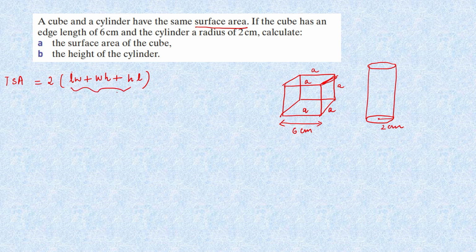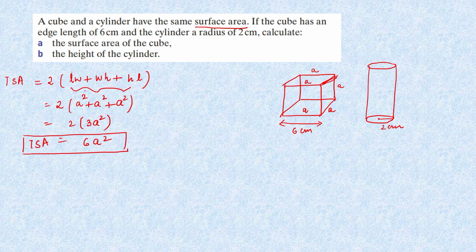So if we substitute everything with a, it becomes 2 into a square plus a square plus a square, which is 2 into 3a square, so this will be equal to 6a square. This is the total surface area of a cube. We have just made the length, width and height equal in a cuboid so that it becomes a cube. So the TSA of a cube is 6a square, and this is the TSA of a cuboid.